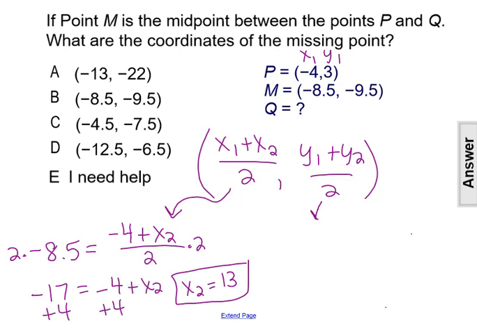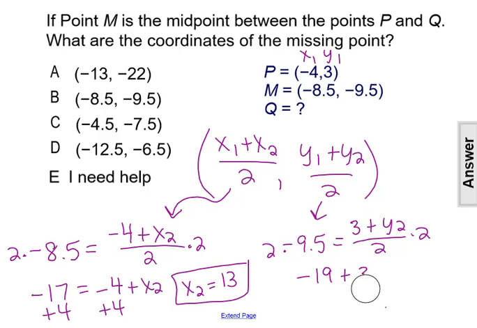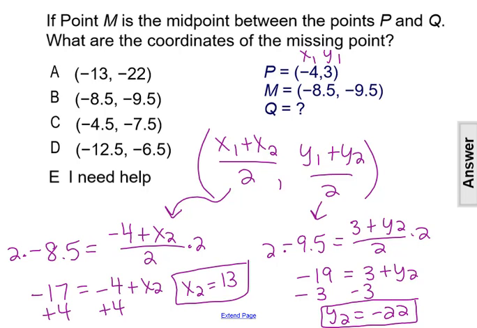We can do the same for the y coordinates. We know that the midpoint y coordinate is negative 9.5, so that would equal y1, which is 3, plus y2, over 2. So we can solve for y2 by multiplying both sides by 2. That would give us negative 19 equals 3 plus y2. And we'll subtract 3 from both sides to get that y2 equals negative 22. If we put both of those coordinates together, the missing point is (13, negative 22).